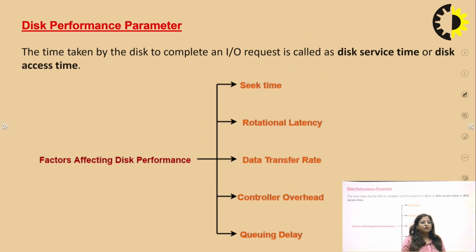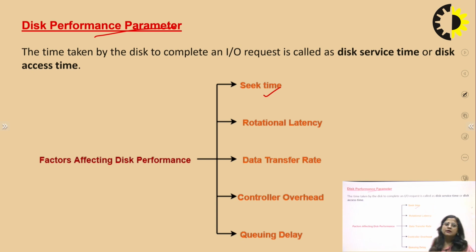Now before starting the disk scheduling algorithms, I will tell you some performance parameters, called disk performance parameters. The time taken by the disk to complete an input output is called the disk service time, or we can say the disk access time. These are the performance parameters which I will discuss one by one.